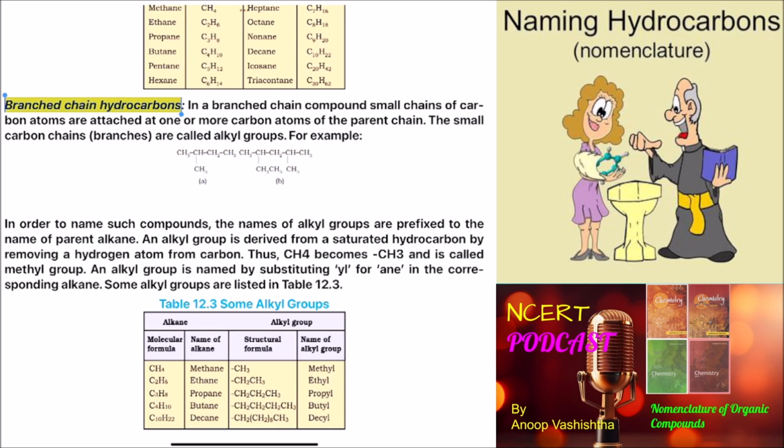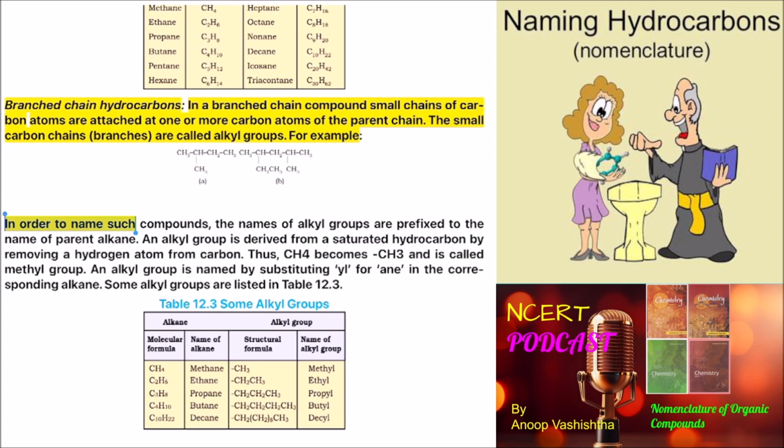Branch chain hydrocarbons. In a branch chain compound, small chains of carbon atoms are attached at one or more carbon atoms of the parent chain. The small carbon chain branches are called alkyl groups. For example, CH3CH2CH3, CH3CH2CH2CH side chain CH2CH3 and CH3.